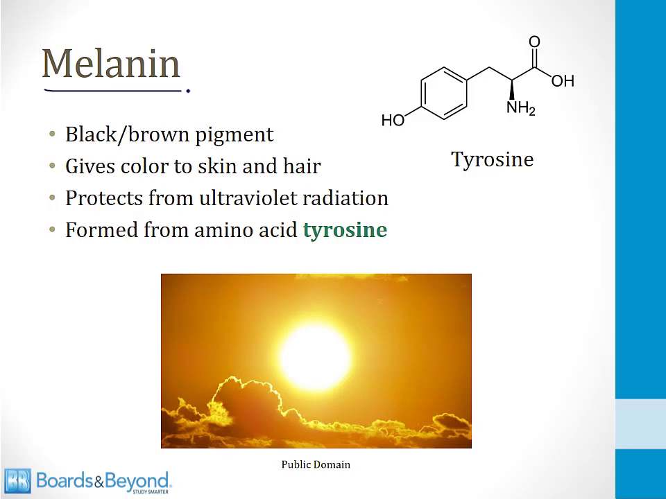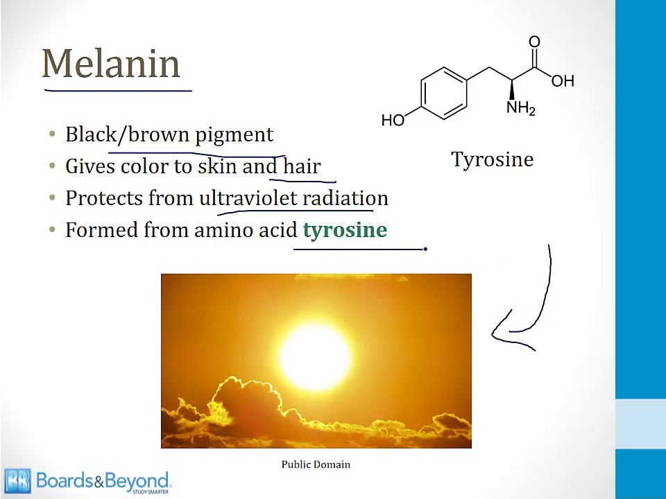Let's start by talking about melanin. Melanin is a black-brown pigment and it's what gives color to your skin and also to your hair. And in the skin, its role is to protect the skin from damage by ultraviolet radiation, like the type that comes from the sun.